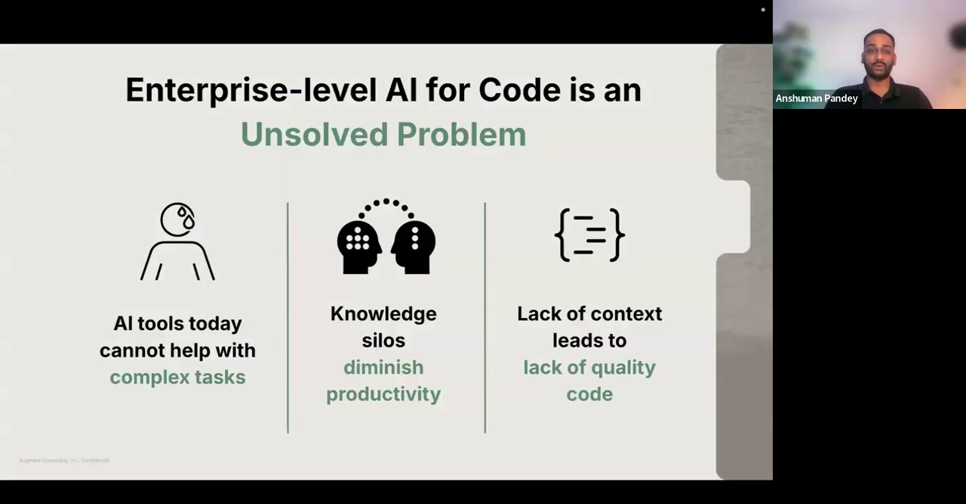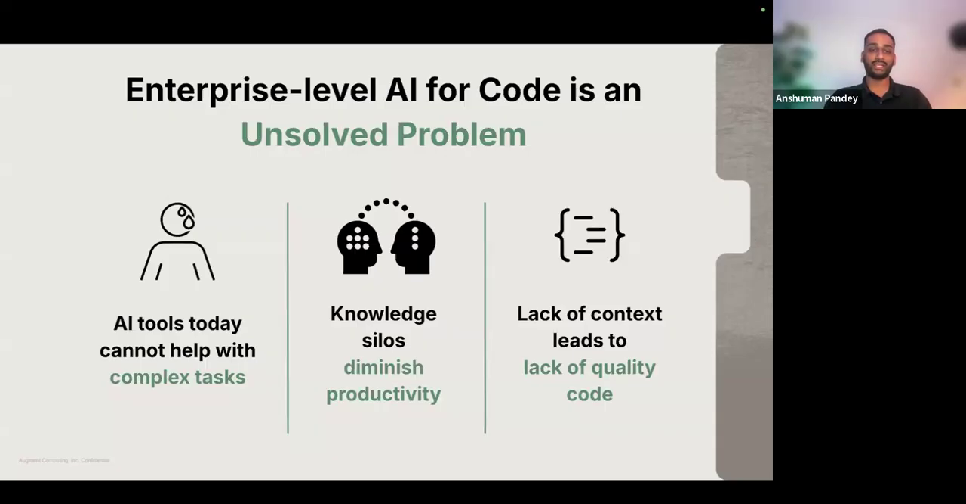The reasons I just shared are why enterprise level AI for code is an unsolved problem. The first gen AI for code tools don't really meet the mark when it comes to helping with more complex tasks. The more the company grows, the more the team grows, you're going to have knowledge silos, a lot of tribal knowledge that seeps through the cracks, tech debt. And if you don't have that crucial context awareness, you're going to end up with a lack of quality code.